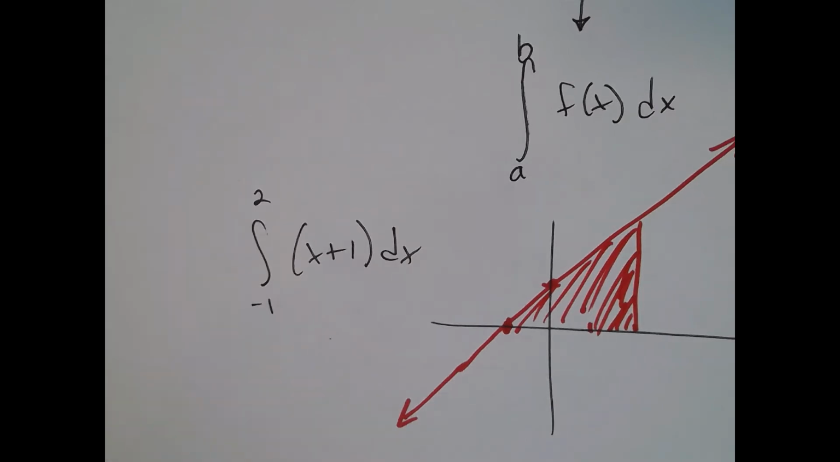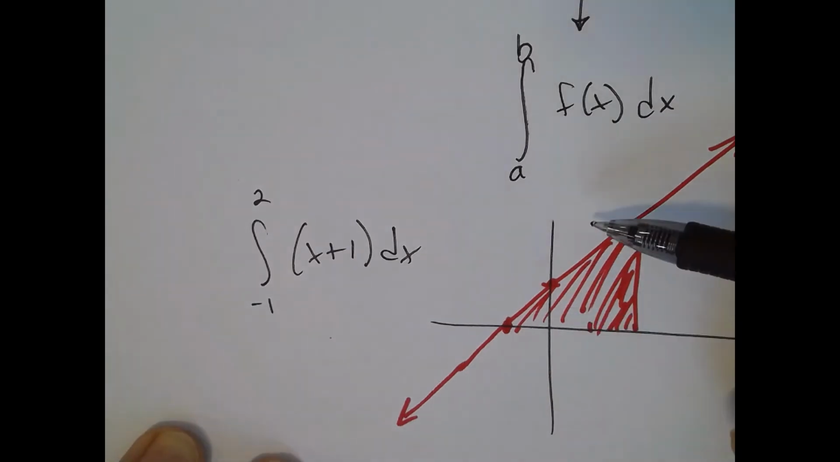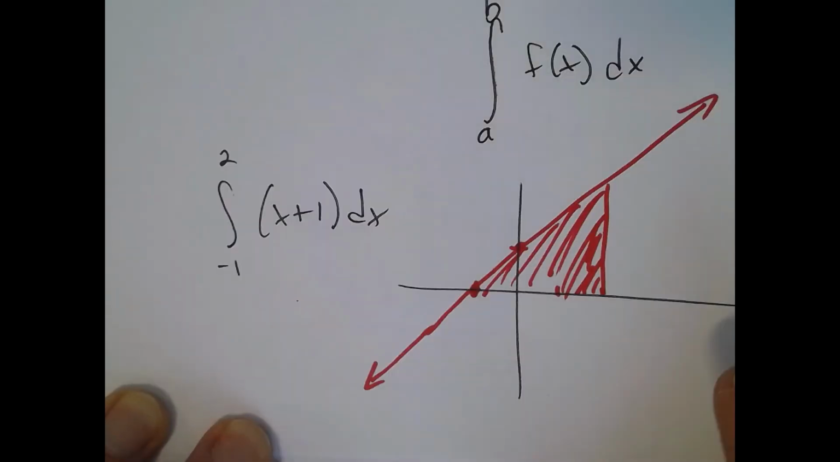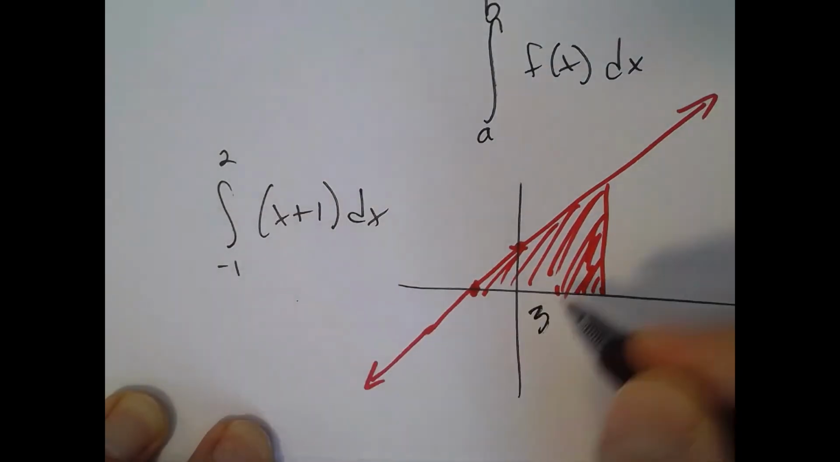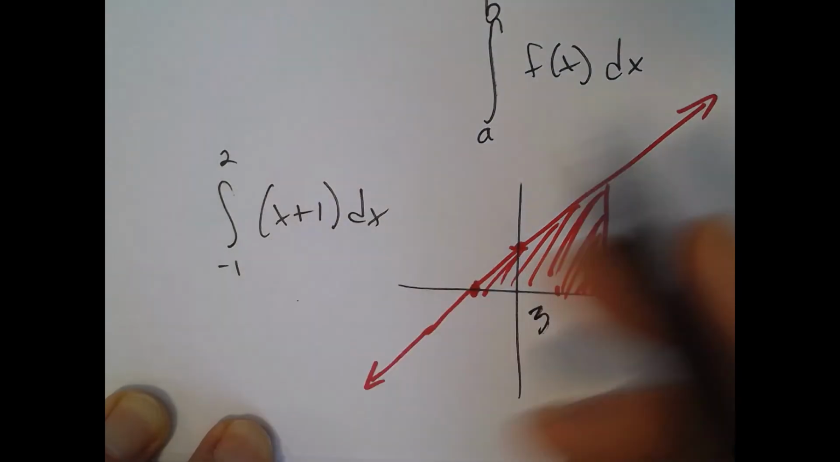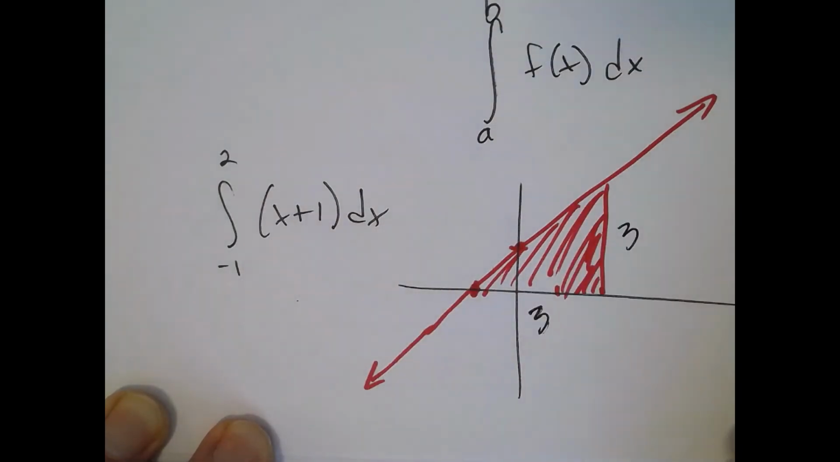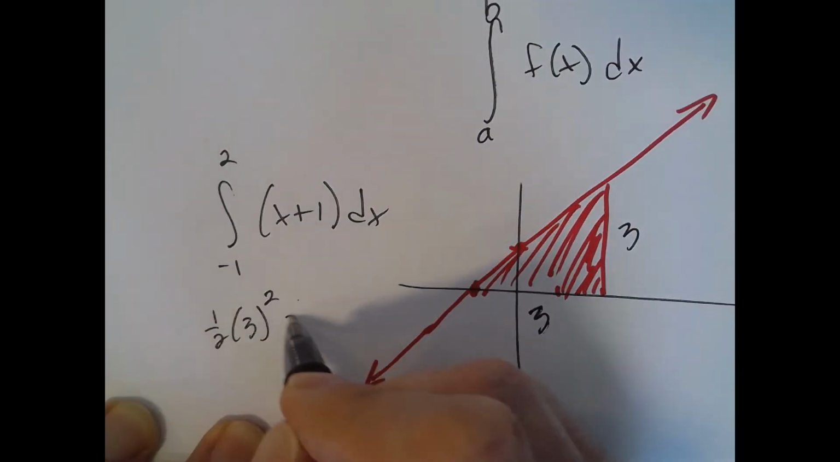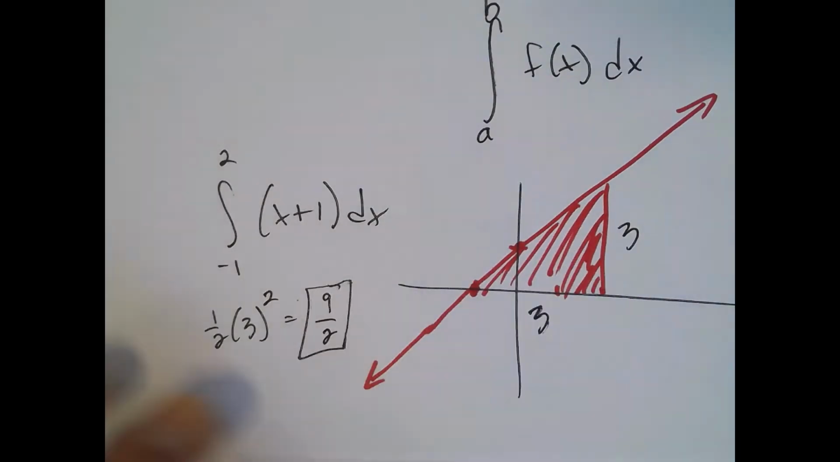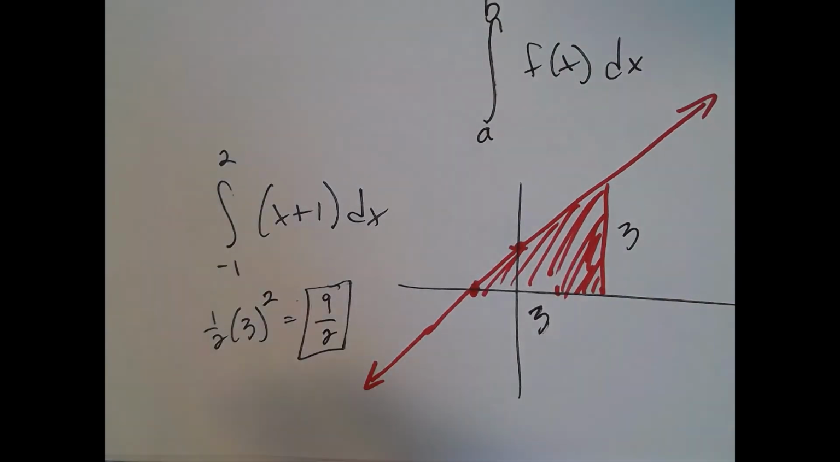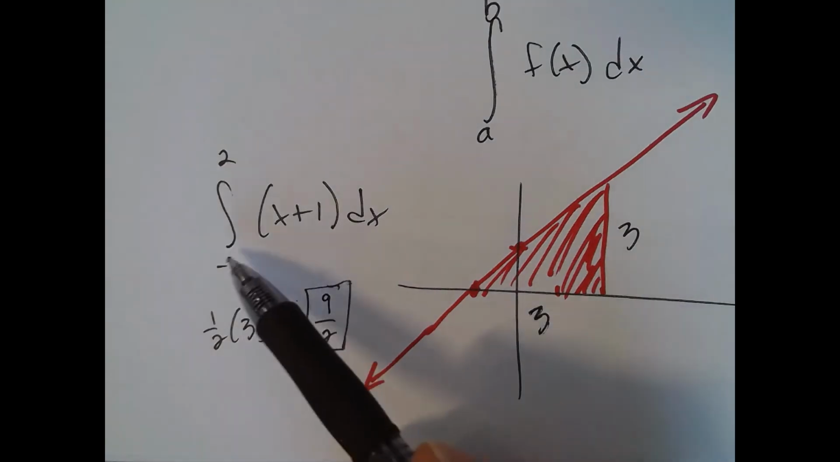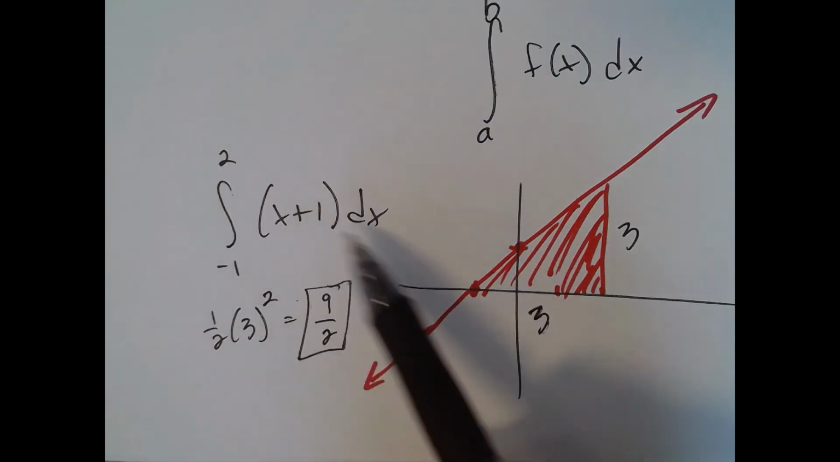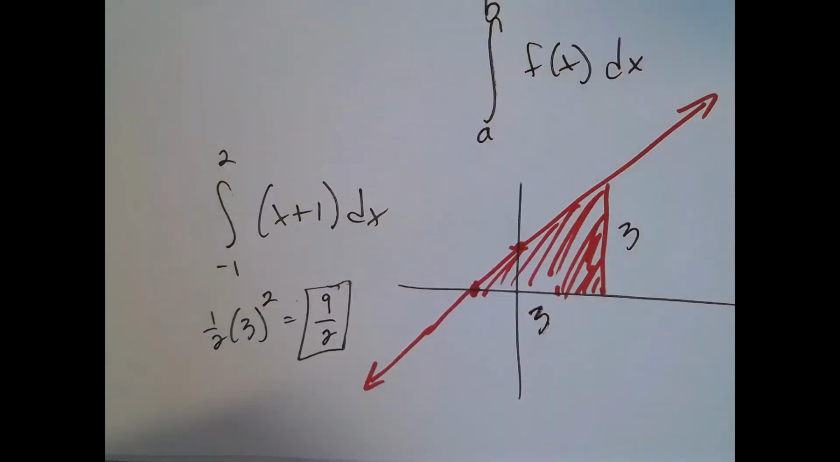Underneath the x-axis, it's considered negative area. So if it's above the x-axis, it's positive area. So in this case, if I plug in 2 here, I get 3. So it's a triangle, 1/2 base times height, so we get 9/2 as our answer. Okay, so the area underneath the curve, or the integral from -1 to 2 of x plus 1 dx, is just 9/2. So that's the technique we're going to use today in 5.2, is to use geometry.